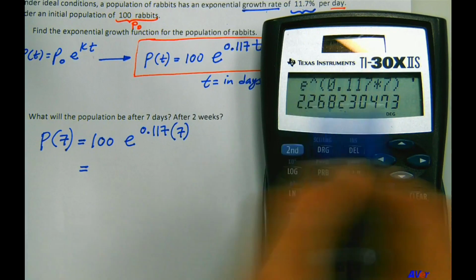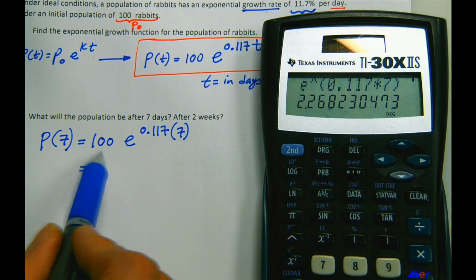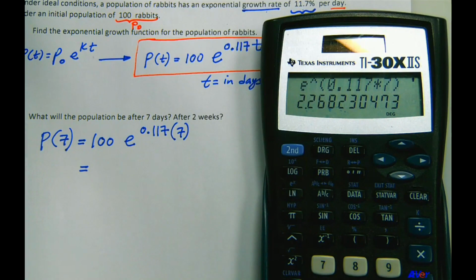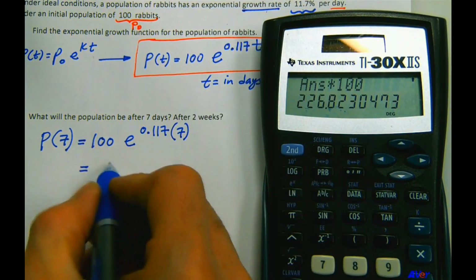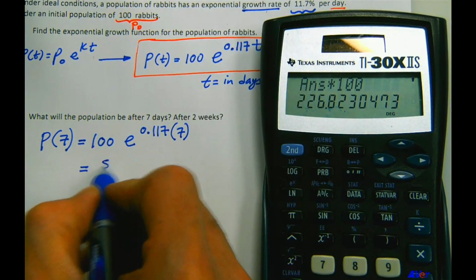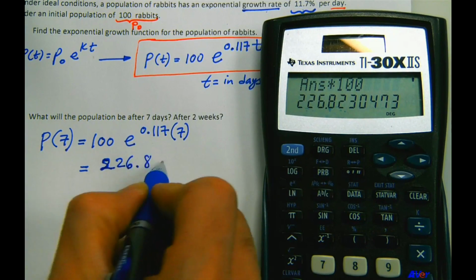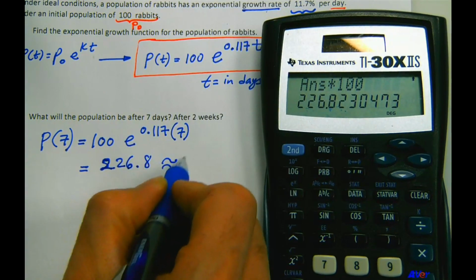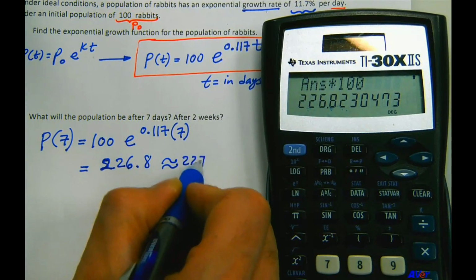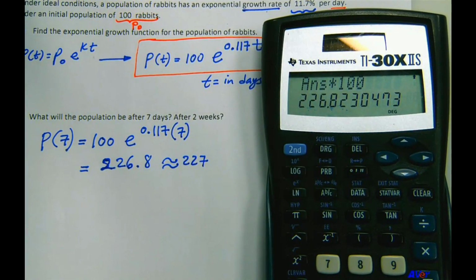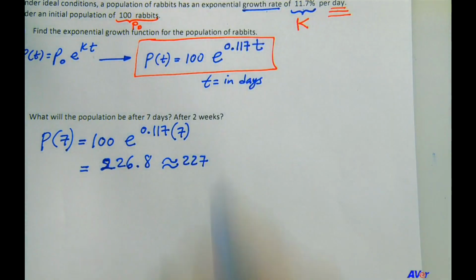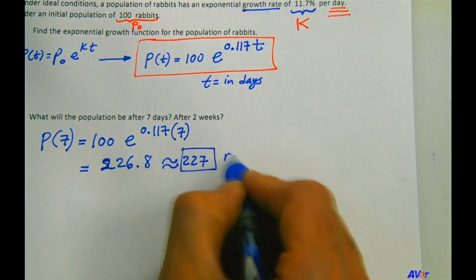I'm going to multiply this quantity by 100. Okay, we can do that. So let's do that. Times 100. So there we have it. So the population of the rabbits would be 226.8, but let me round that. Roughly, that would be 227 rabbits, right? Okay. Rabbits.